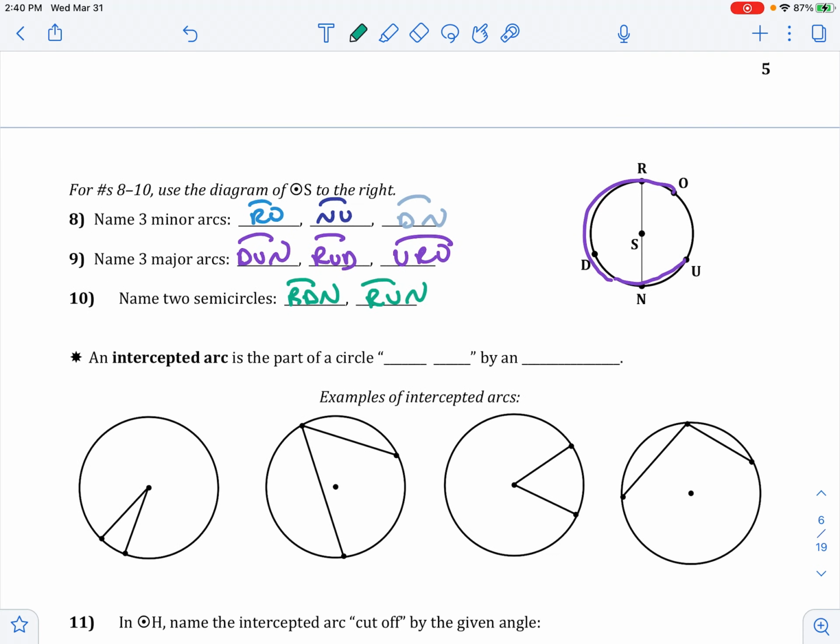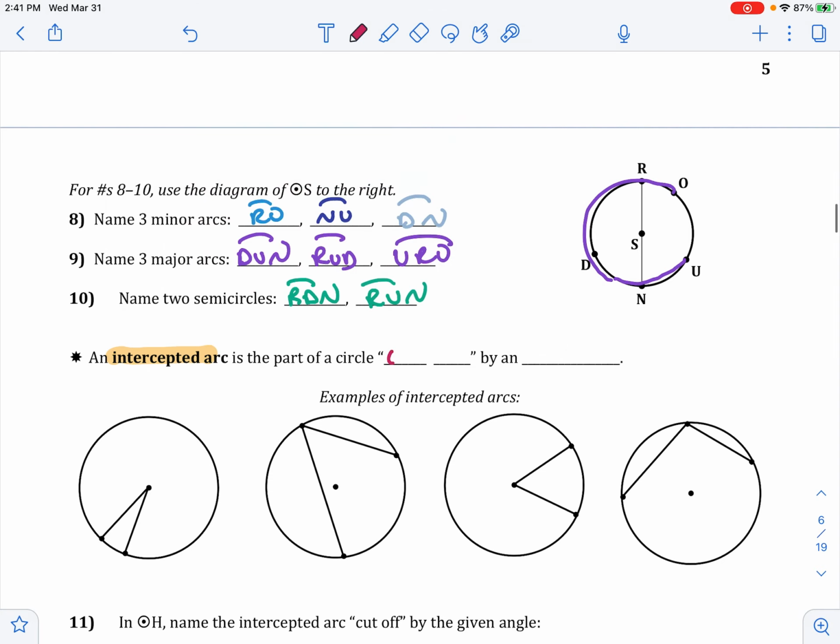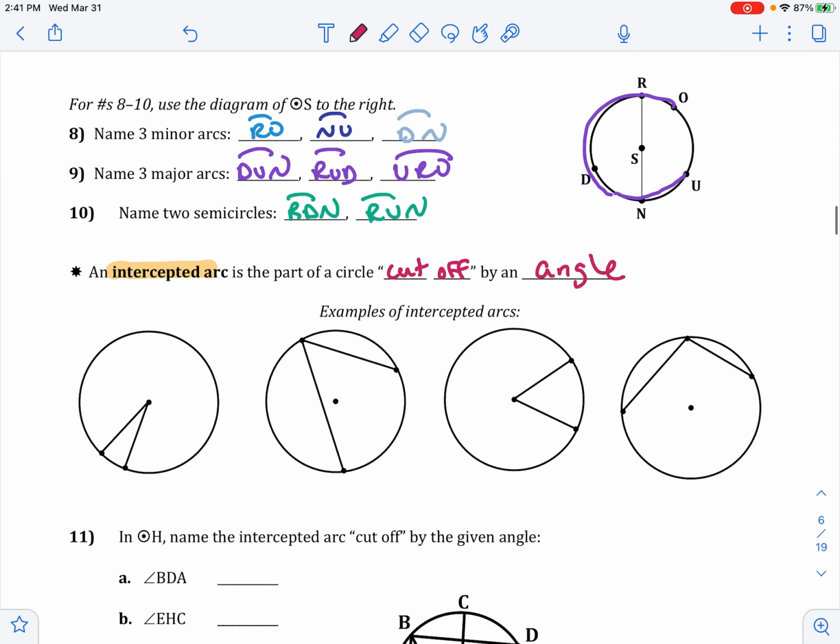Okay, so what we're going to do now is start working on different angles and their measures with respect to their arcs. We're going to talk about intercepted arcs quite a bit. An intercepted arc is the part of the circle we say is cut off. Sounds kind of funny, but we say it's cut off by an angle. Here are examples of intercepted arcs.